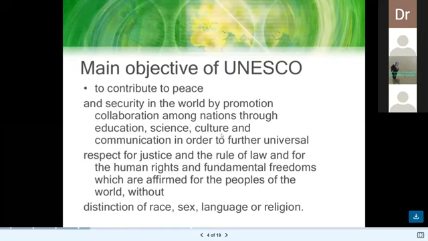The main headquarters is located in Paris, France. The Director General of UNESCO is R.A.RAJANI.